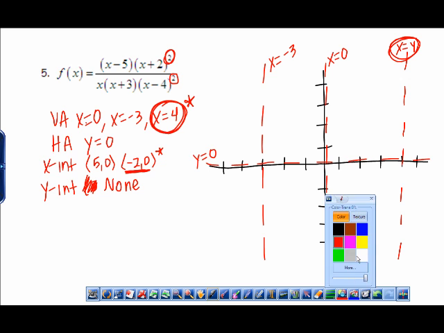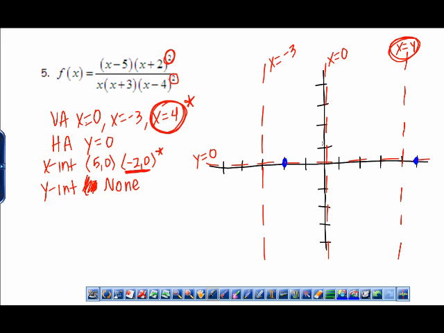Okay, I'm going to go back to using a different color on the points because I think it makes it show up better. All right, I have a point at 5, 0. I have one at -2, 0, and there is no y-intercept. You can see clearly now why there's a vertical asymptote there.